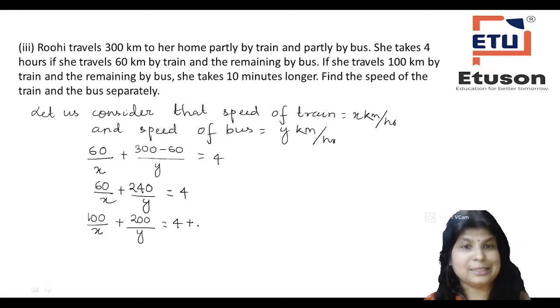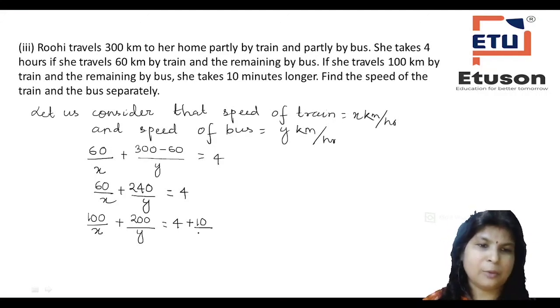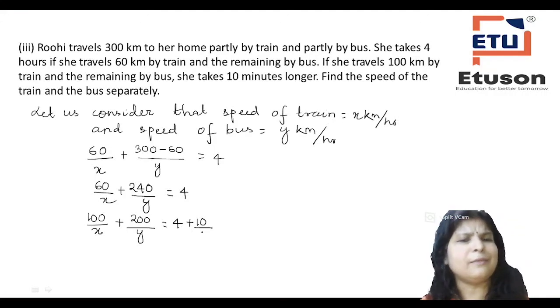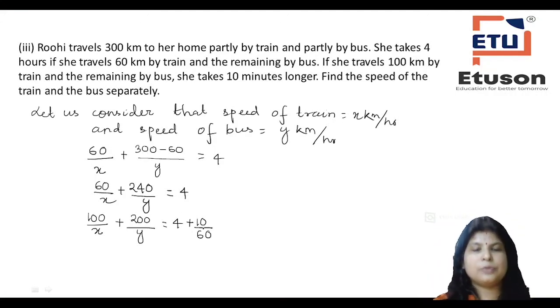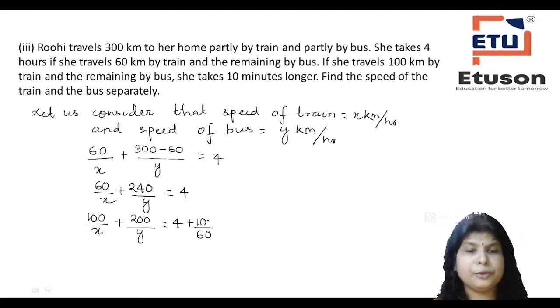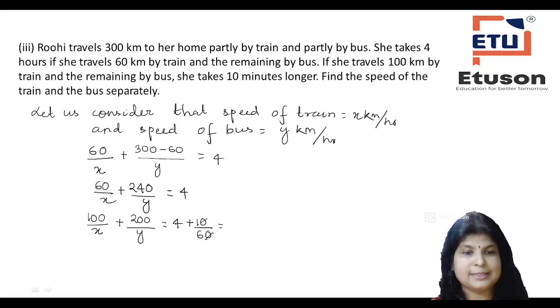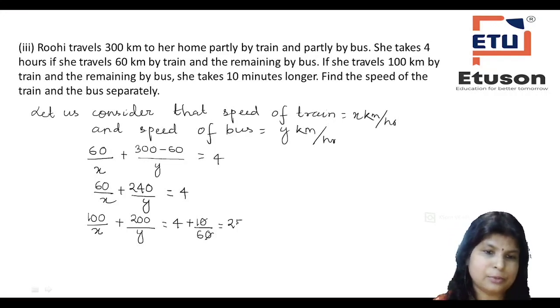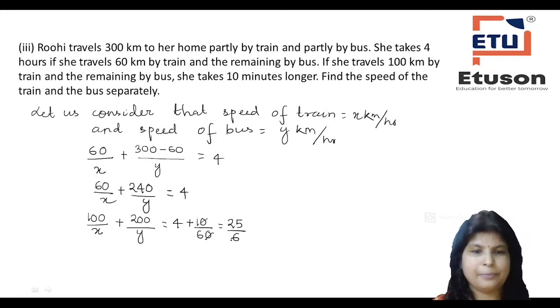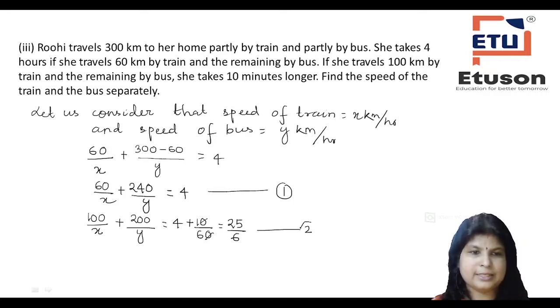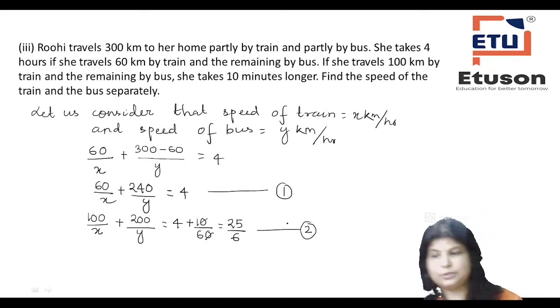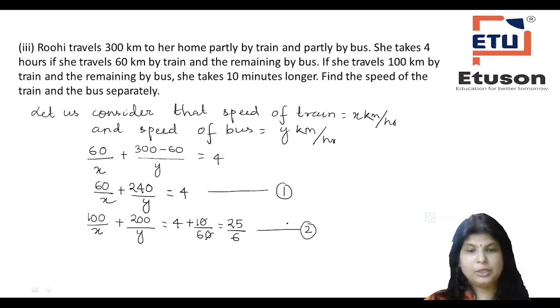So 10 minutes, it is in minutes. We have to convert it into hour. So how we are converting minute into hour? Divided by 60, right? So I am just writing 4 into 10 by 60. So 0 gets cancelled out. So you will get 6 into 4, 24. That is equal to 25 divided by 6. Okay. So this is your equation 1 and this is your equation 2.